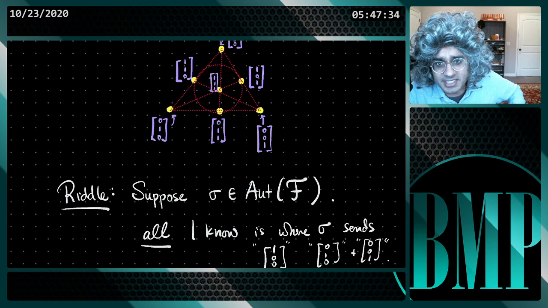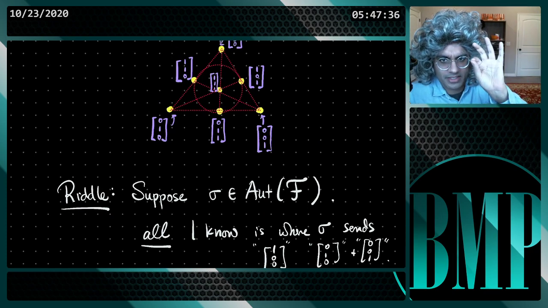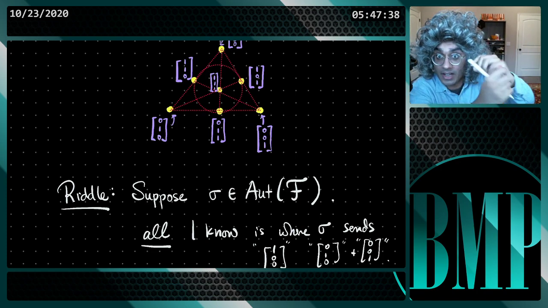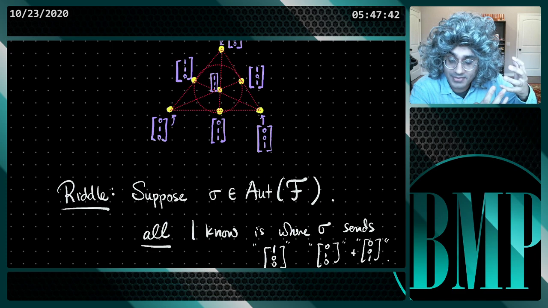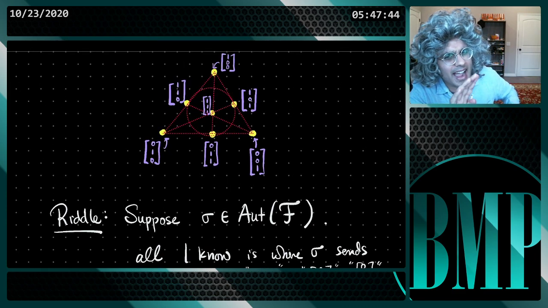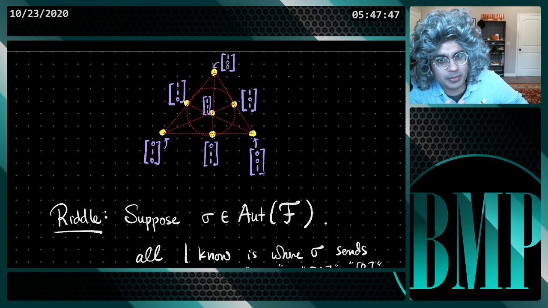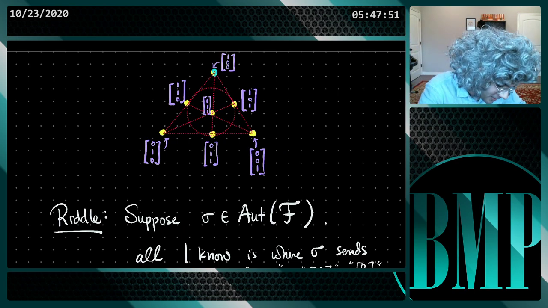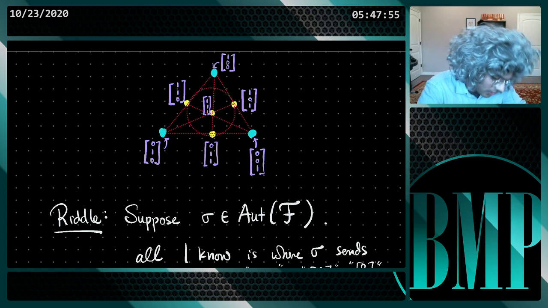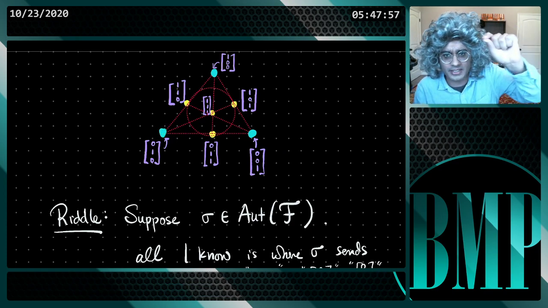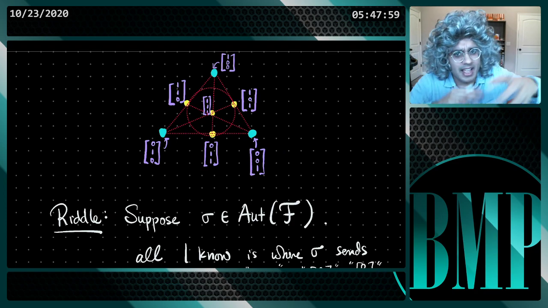Pretend somebody said, hey, Sloth, I have an automorphism of this plane. I don't know the full description. All I know is where the blue dots end up in the permutation. I only know where the 3 blue dots, the first one, the second one, and third, go. That's all I know.